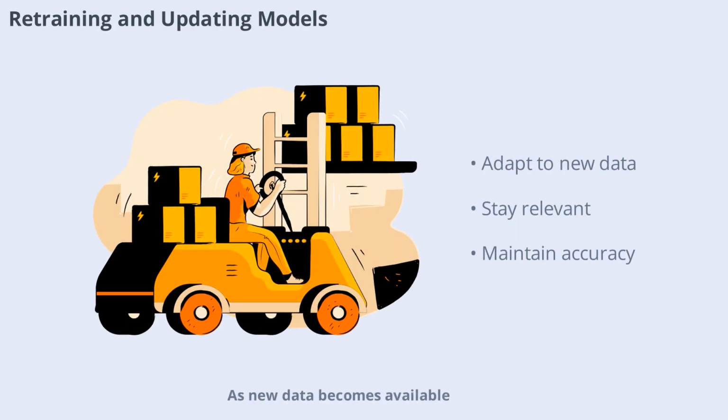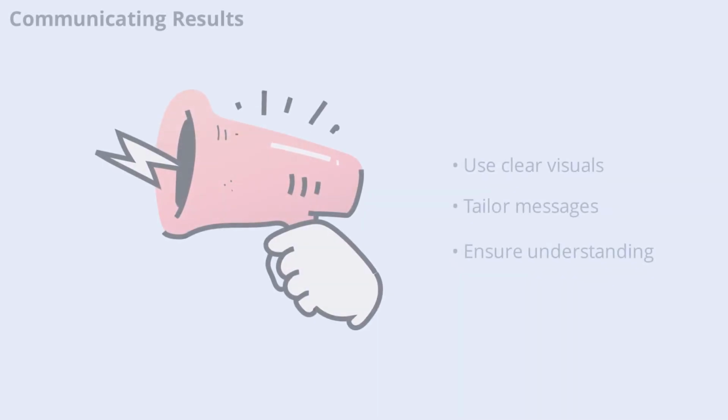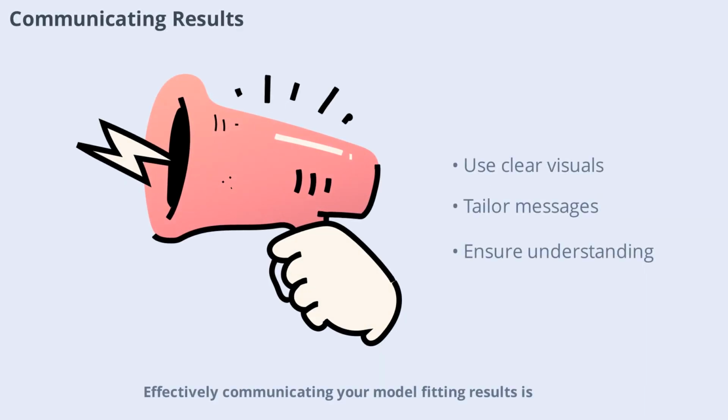As new data becomes available, retraining your model helps it adapt to changing patterns. Regular updates keep your model relevant and accurate, especially in dynamic environments like finance or e-commerce. Retraining is a key part of the model lifecycle. Effectively communicating your model fitting results is just as important as the technical work. Use clear visuals, concise explanations, and tailored messages for different audiences. Good communication ensures your insights are understood and acted upon.